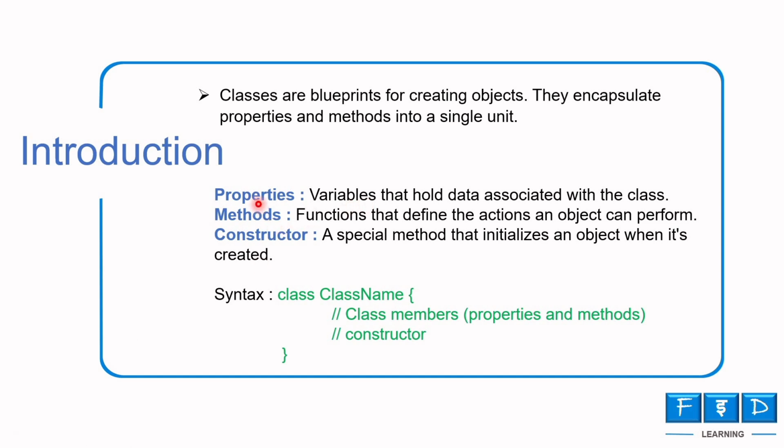Okay, so these three are the key concepts of classes in TypeScript: properties, methods, and constructor. Properties are variables that hold data associated with the class. Methods are functions that belong to the class or object, and they are used to perform specific actions or operations on an object's data. And last, a constructor is a special method that initializes an object when it's created.